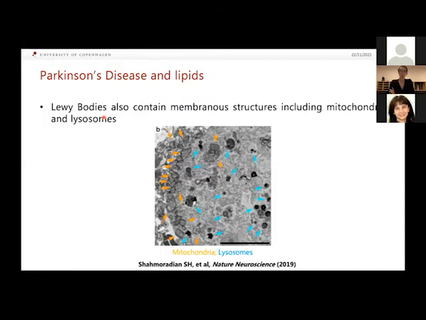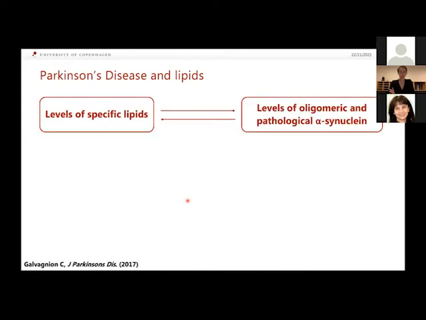As I mentioned, species other than protein can be found in those Lewy bodies, in particular organelles. You can see here an image of a Lewy body where you can see some mitochondria indicated in orange and lysosomes in blue. The link between Parkinson's disease and lipids is not only the fact that we find lipid molecules in the Lewy body, but we also know that the levels of specific lipids are altered in association with Parkinson's disease. And such changes in the levels of specific lipids are associated with changes in the levels of total, oligomeric, and pathological alpha-synuclein in different models of the disease, whether it is an animal model or a patient-derived sample.